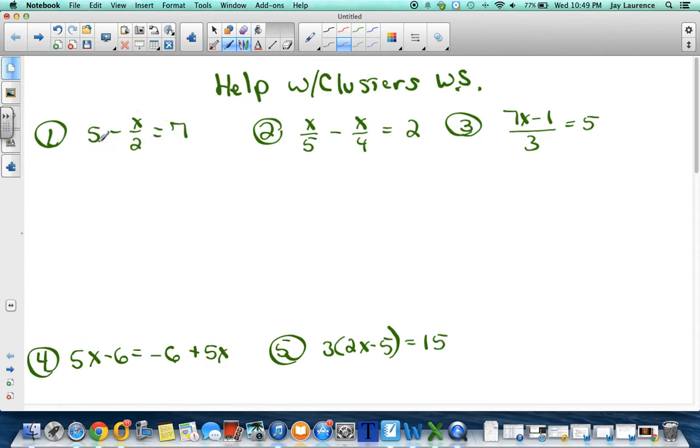All right, problem number 1. With a problem like this, I need to listen to SADMEP. I'm going to undo a subtraction and addition before I undo division and multiplication.